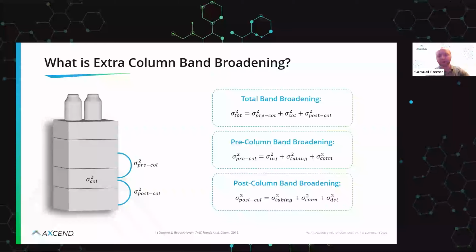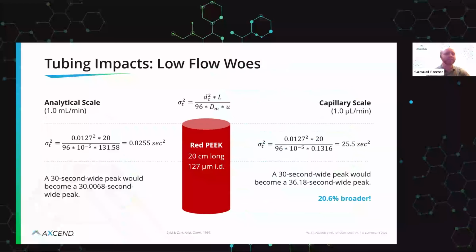The same on the post column, right? We again have tubing and connections, but we also have band broadening that occurs in the detector because band broadening doesn't stop until you've finished and it's gone out. In fact, it doesn't stop then, we just don't detect it. So basically, every aspect of the system has to be looked at in terms of its ability to influence band broadening. Now, why does that matter so much on the capillary scale?